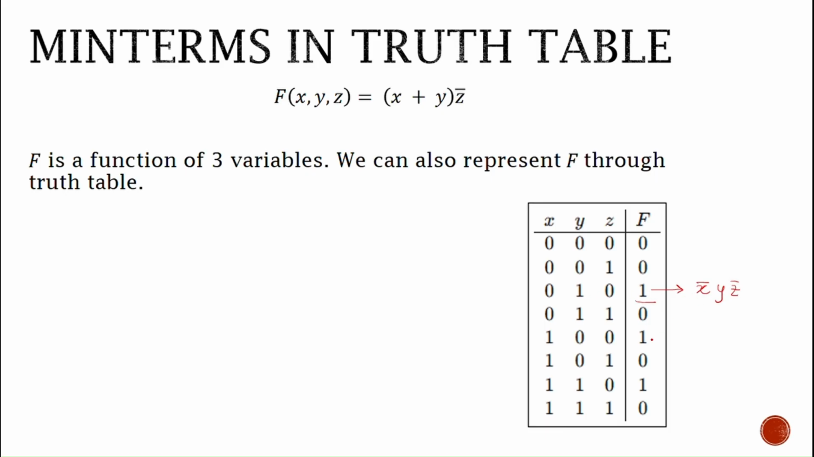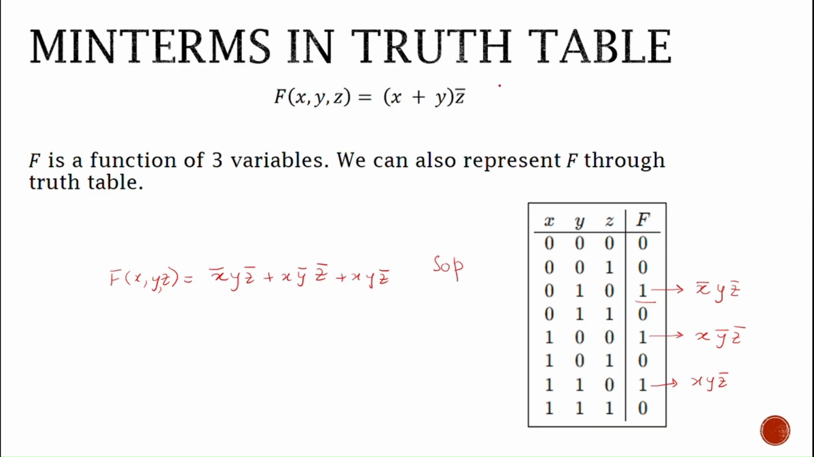Similarly, this term, this one of f, can be represented as x, y bar, z bar. And this term is represented as x, y, z bar. So these three min terms are sufficient to express f as the Boolean function if we sum them together. So we can write f(x, y, z) equals x bar, y, z bar plus x, y bar, z bar plus x, y, z bar. This is called the sum of product expansion or disjunctive normal form, because it is expressed as the sum of the min terms.